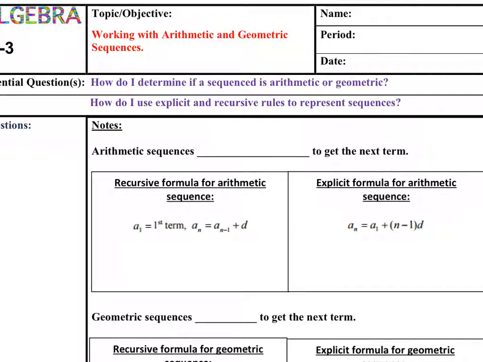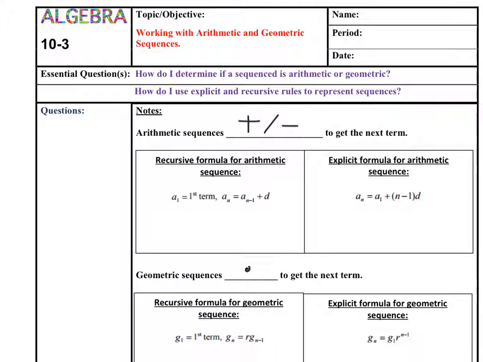So arithmetic, add or subtract. Geometric, multiply. Or multiply by fractions, like dividing. If you want to write these down, we also talked about common difference.